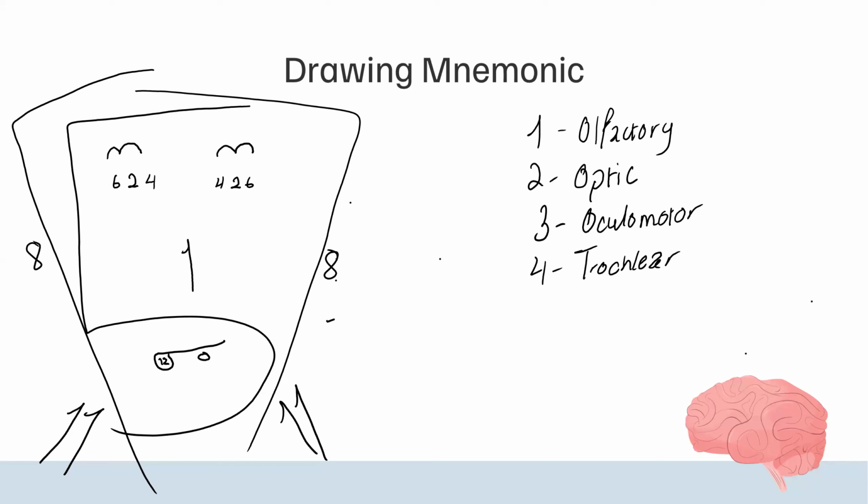Five goes all the way around the face, and this is our trigeminal. Six, as you guys can see, is on the corners of the eye. So what is it going to do? It's going to help me abduct my eye. So it is called the abducens because it helps with abduction. Seven is also all the way over the face, and it actually gives me the entire face. And this is going to be my facial.